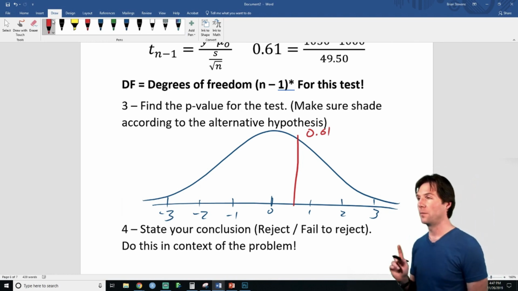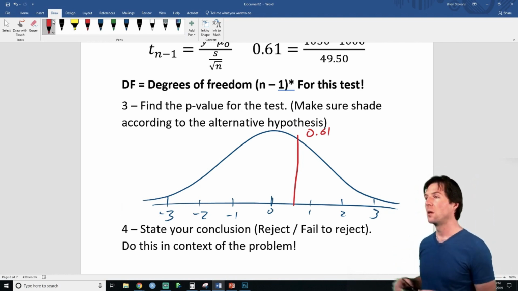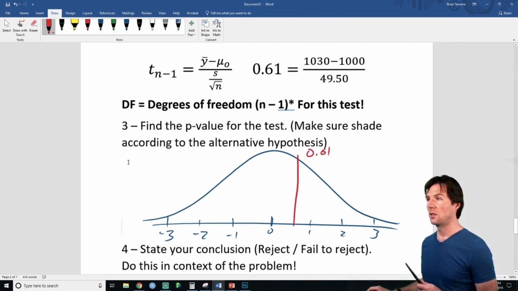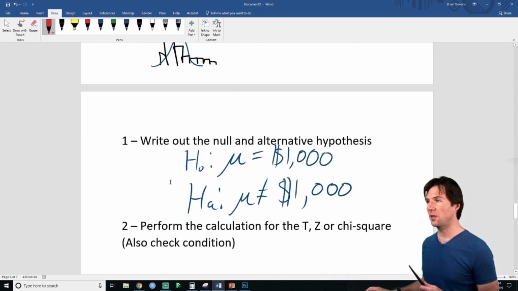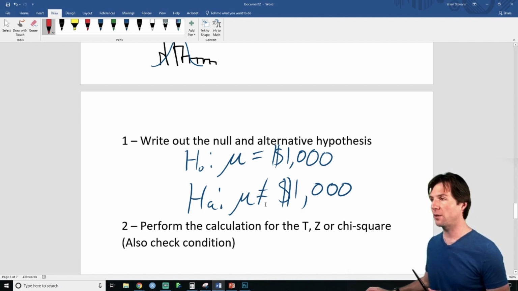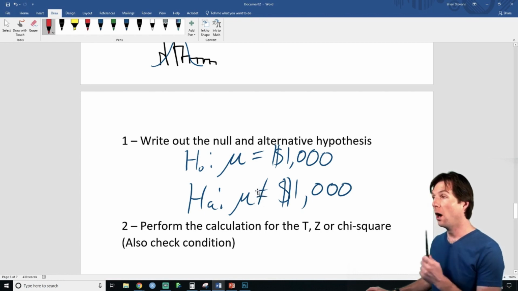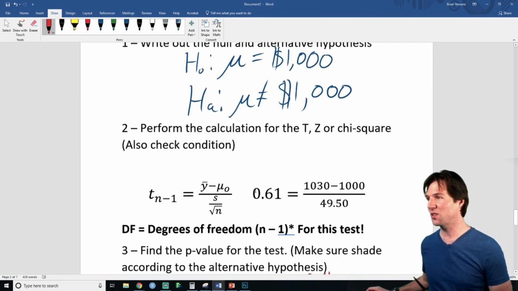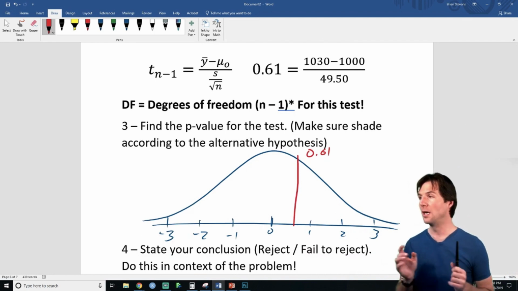Now be careful. You're almost done. When you do this, make sure to shade according to the alternative. What way will I shade my alternative? This points to the right, and that points to the left. So I'll shade both sides. That's what I'll do because it's the two-sided test.